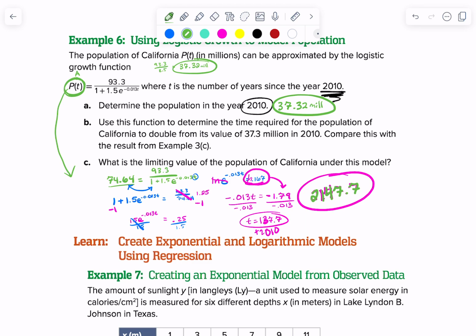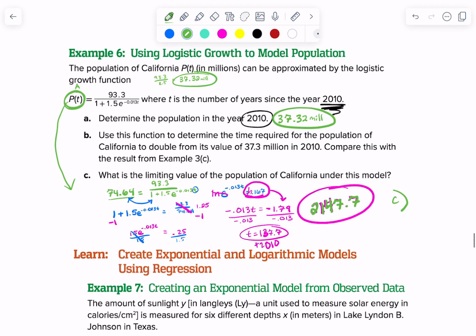Okay? Hold on. I'll answer your question here in a second. C, what is the limiting value of the population? What's the max that the population can be for part C? 93.3 million. Now, it doesn't matter if we are in the year 2500, which is a long time from now. We will not have gotten to 93.3 million yet. It'll be like 93.2 million, right there underneath.